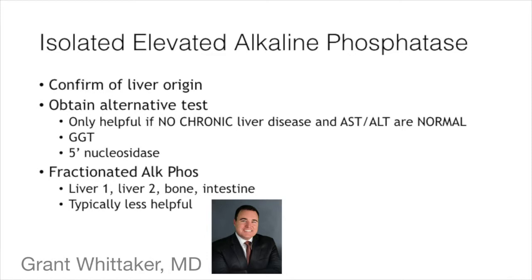People ask about the other tests, like the 5-nucleotidase. It's helpful. I usually just get the GGT, and that answers the question for me, so I don't often order it. And then the fractionated alk-phos. I really don't find this one helpful at all because the pattern always comes back as 25% liver 1, 25% liver 2, 10% bone, and then the rest intestine. And it's always kind of a variation on that theme, and I don't know what to do with that. It just doesn't help me at all. Unless it comes back all bone or all intestine, then it might be helpful, but I've never seen one like that. So I just use the GGT as my kind of primary way to start the differential.